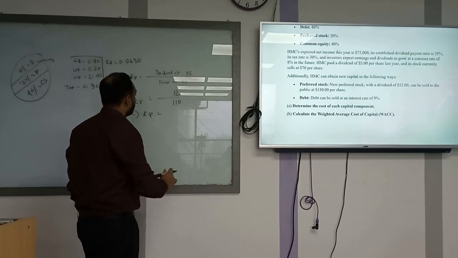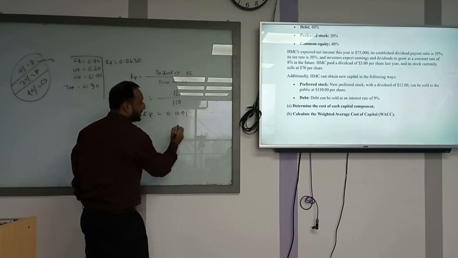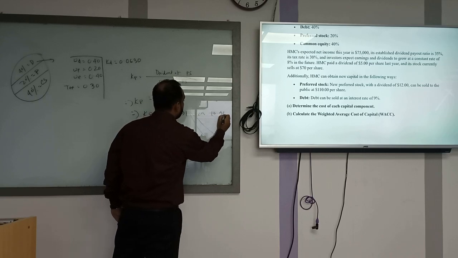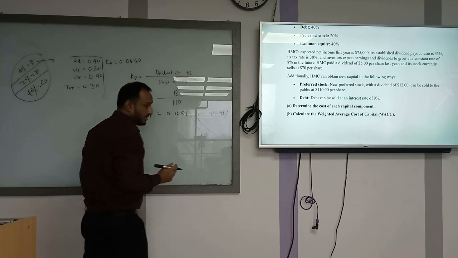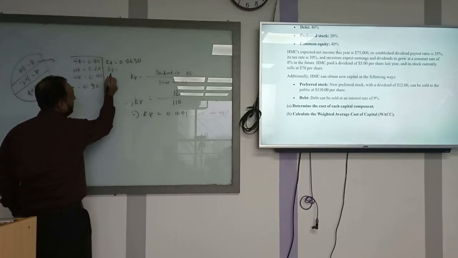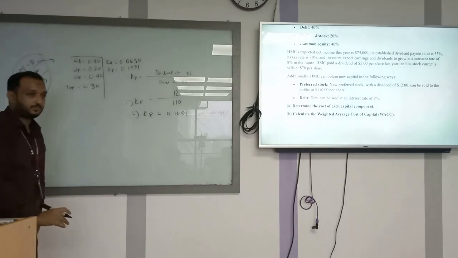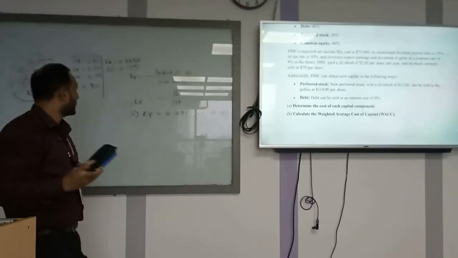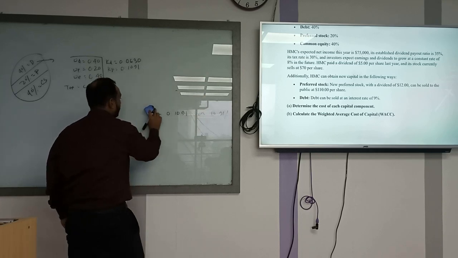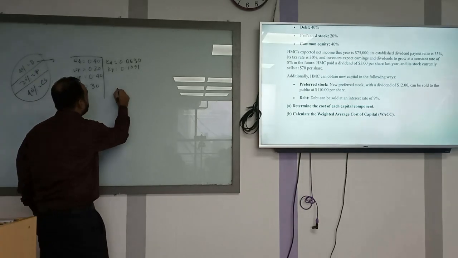0.1091, right? Or 10.91% will be cost of preferred stock. যেহেতু আমরা ডেসিমালে লিখছি সো ডেসিমালে লিখব রাইট KP is equal to 0.1091 done. So now we need cost of common equity.